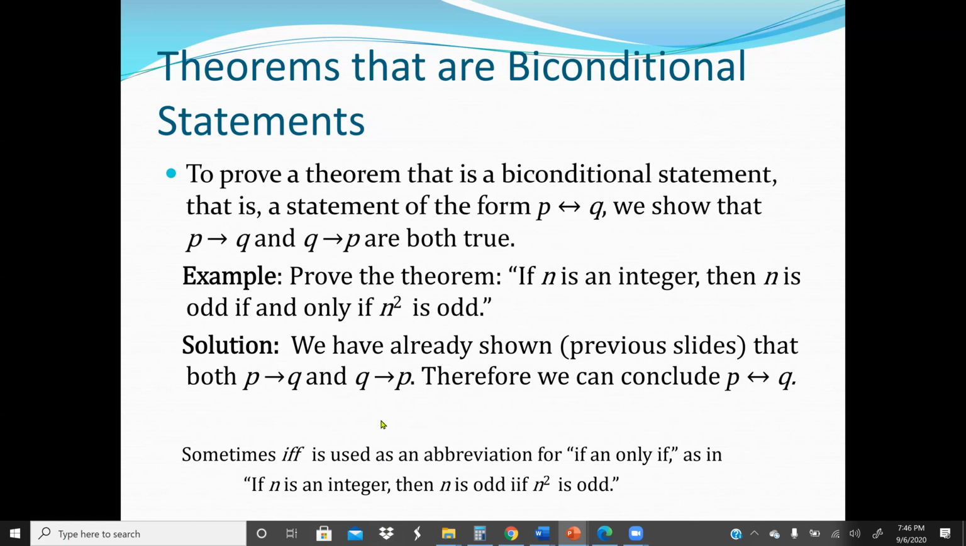Next is the theorem that is a bi-conditional statement. For a bi-conditional statement, we use a double arrow. If P, then Q, that is if-then. The bi-conditional says P if and only if Q, which means only P will produce Q.